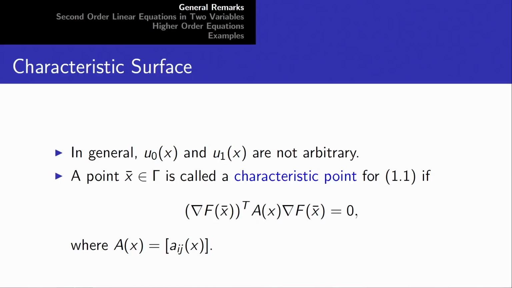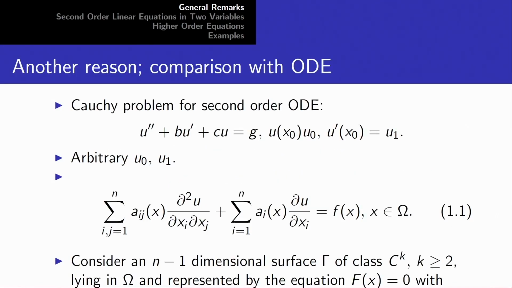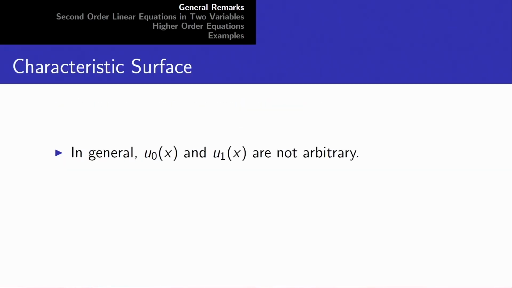the given PDE. Okay. So, here is a definition: a point x bar on the gamma is called a characteristic point for the equation 1.1. So, important. You are now connecting the initial surface gamma and the PDE, that is important.